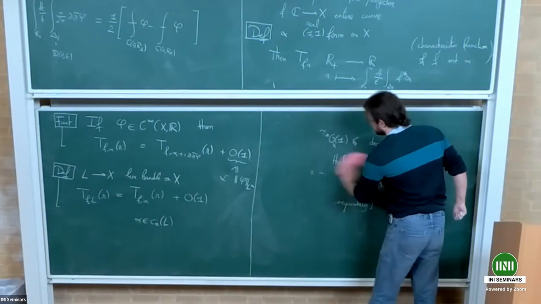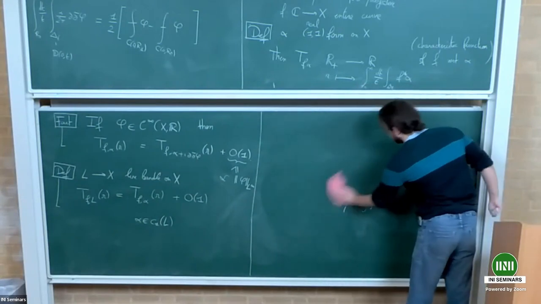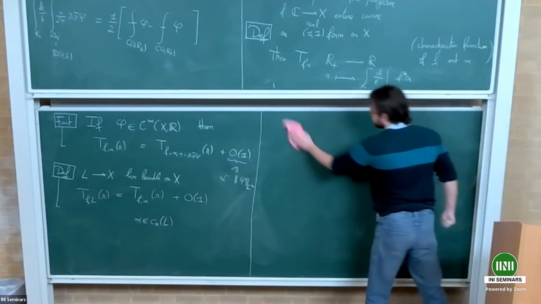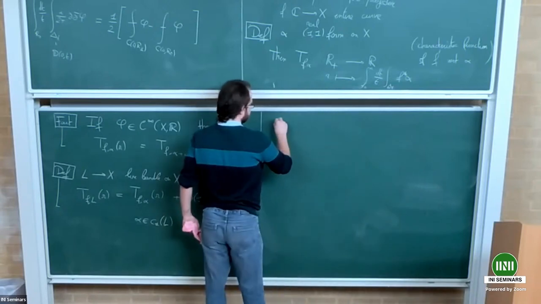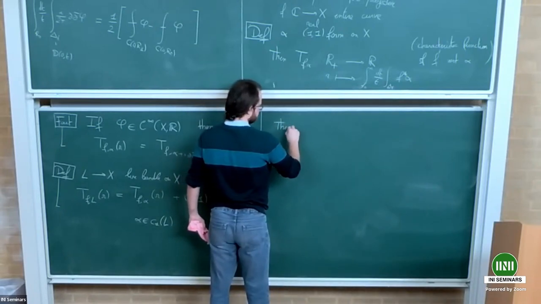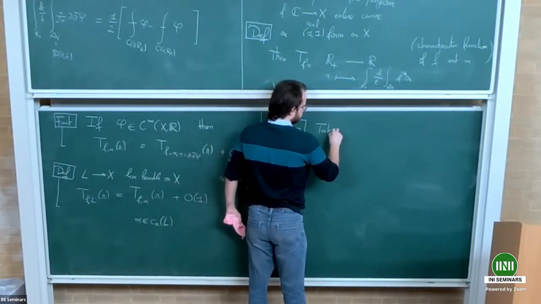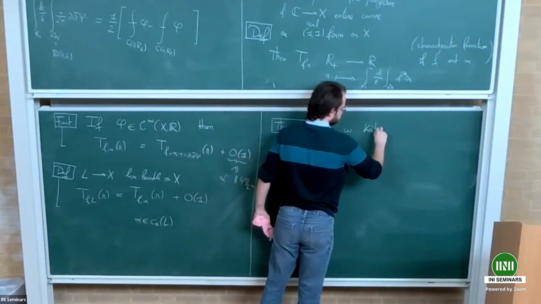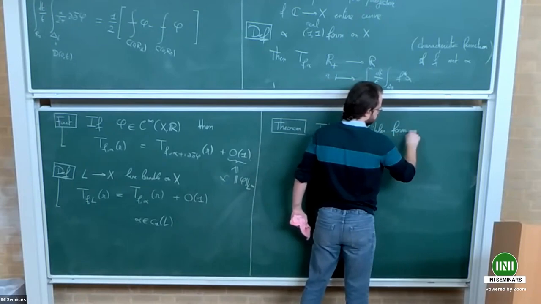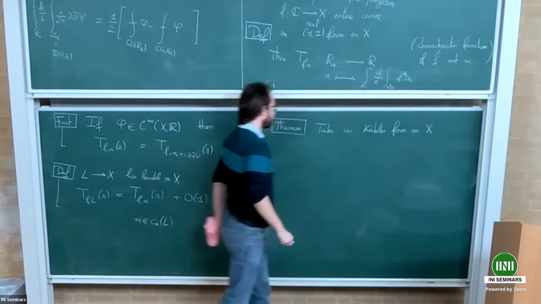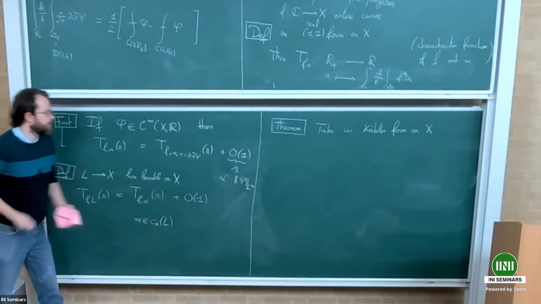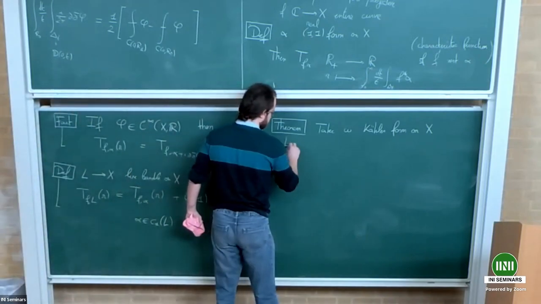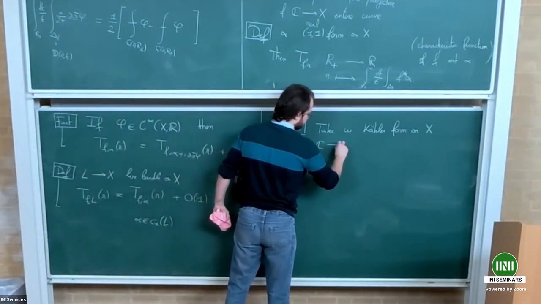So why is this type of function useful in the study of hyperbolicity? Well, there are several reasons for that, but one of them is what the following theorem says. Take ω a Kähler form on X. Then, using this type of characteristic function, we can formulate a criterion for an entire curve to actually be algebraic.